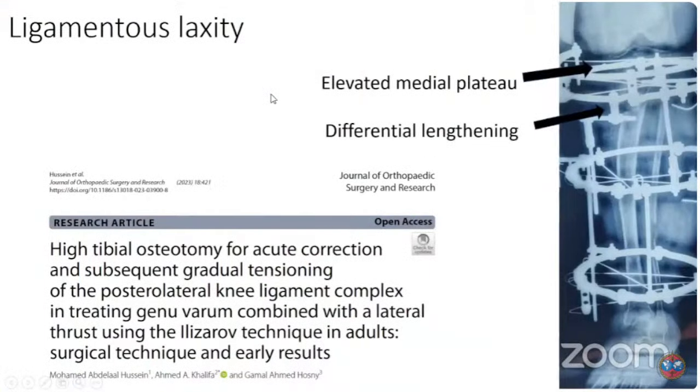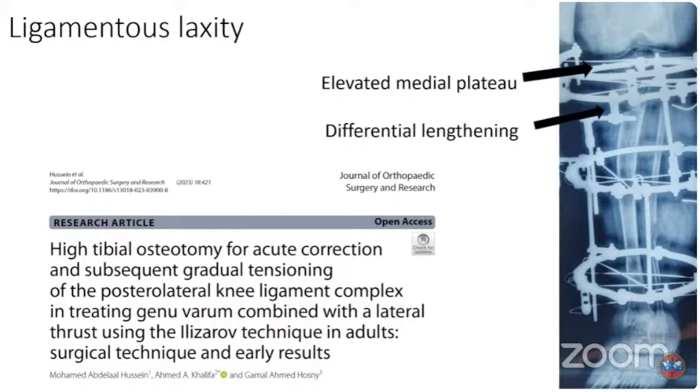I don't have many publications, but I started to publish the ideas because I'm concerned about ligamentous laxity, because most of the neglected cases and the recurrent cases have ligamentous laxity. And I see that in the literature, there is scarce literature talking about ligamentous laxity.